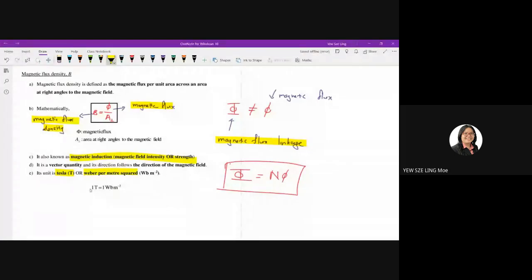You have 2 different units, and they are both new to you. I believe you haven't seen these terms before, Tesla or Weber per meter square. Tesla is capital letter T, and WB is Weber. So 1 T equals 1 Wb m^-2. So that is the unit.